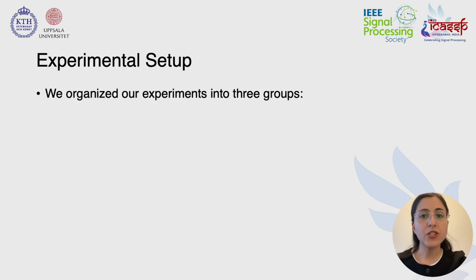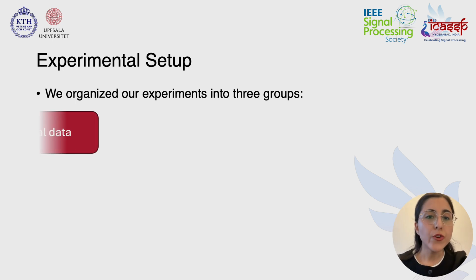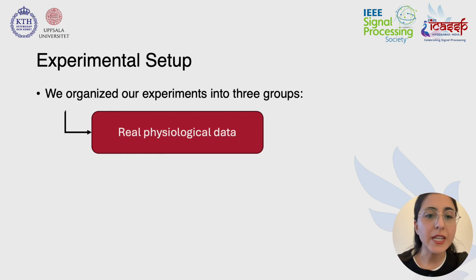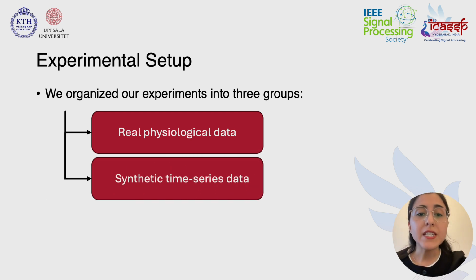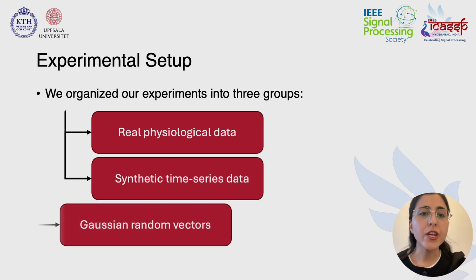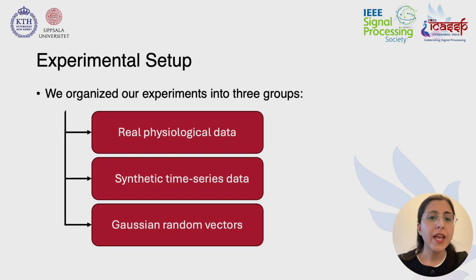To systematically study this bias, we conducted 3 sets of experiments. First, with real physiological data, and for that we used EEG signals. As I said, my specialization is in EEG signals. Second, we used synthetic time series data to mimic EEG characteristics, and this was to take control of parameters such as channel size and window size. And third, we use Gaussian random vectors as a control to isolate neural network properties.